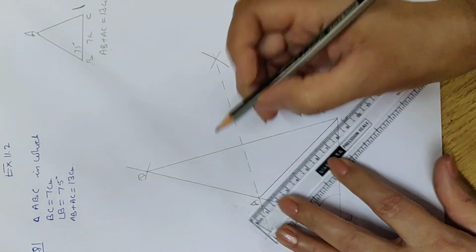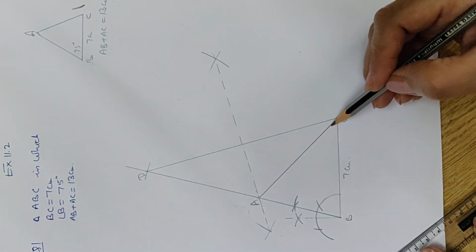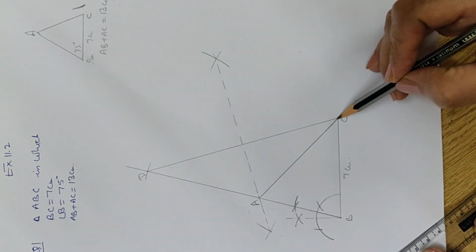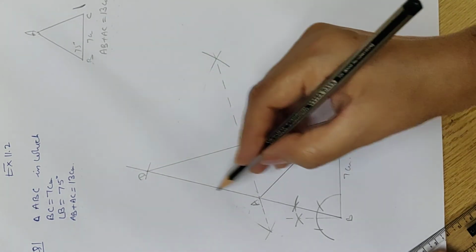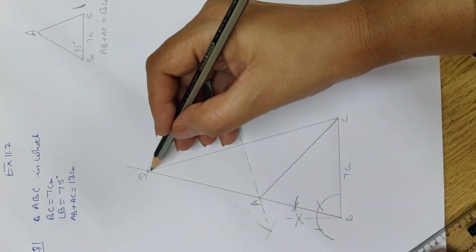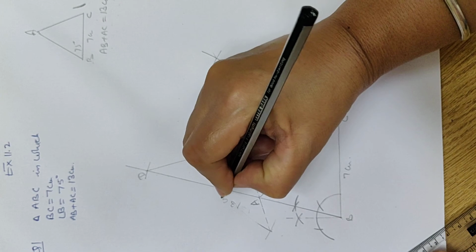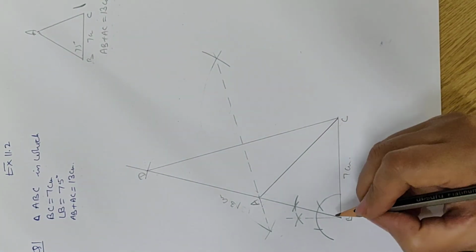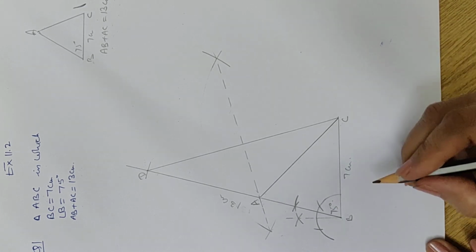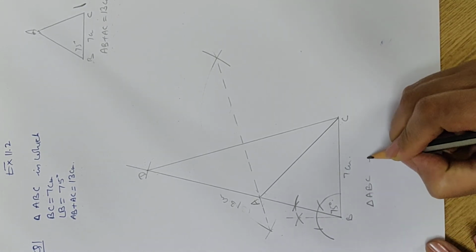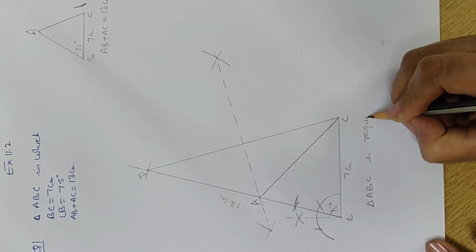And we know that any point which lies on the perpendicular bisector of a line is equidistant from the end points of that line segment. So AD and AC are equal. So if AB plus AD is equal to 13 cm, it means AB plus AC is also equal to 13 cm. Label all the parts. So triangle ABC is the required triangle.